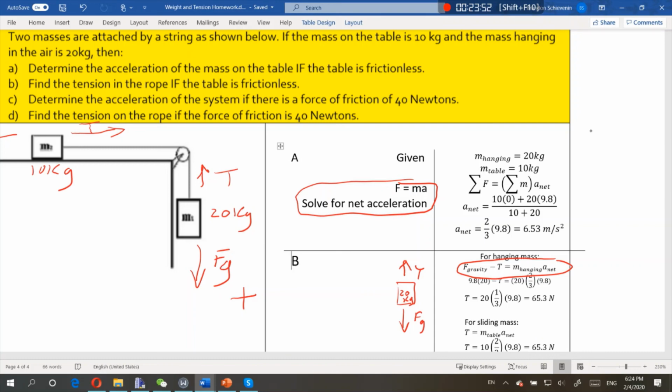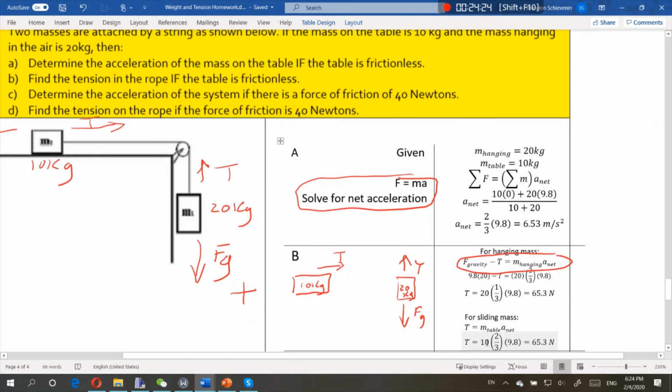Interestingly, and this should work because my blocks are connected and our pulley doesn't have any mass or rotational inertia, if I just looked at the other mass, the 10 kilogram mass, there is no force of friction in this problem, which means the only force acting on this block is the force of tension. Therefore, tension is equal to my mass times acceleration. If you solve that with our 10 kilograms, it gives us the exact same answer: 10 times 2/3 of 9.8 is also 65.3 newtons. So I've got the same tension in the line on this side as I do on this side.